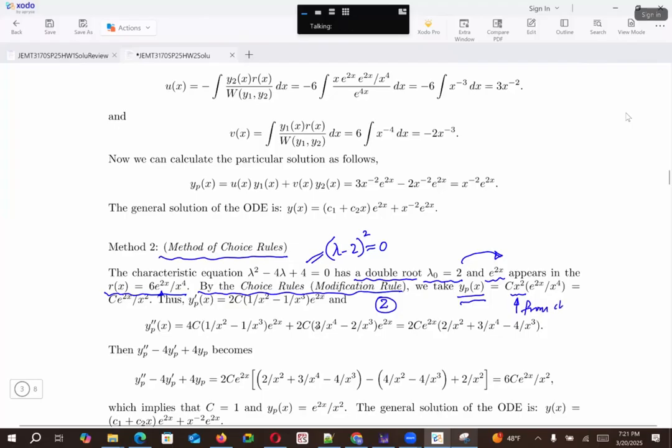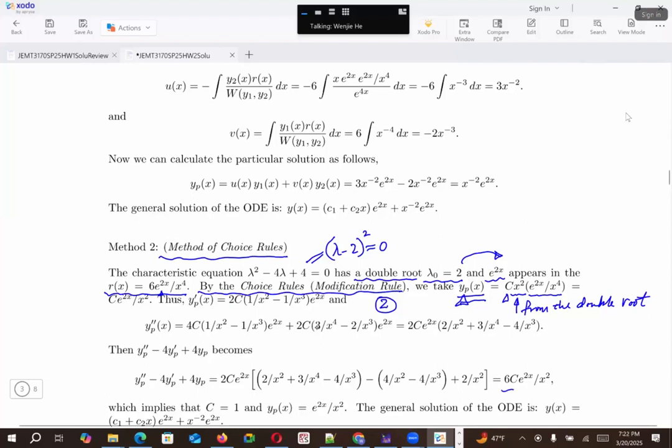From the double root. Right? Then, you know, the main part of the R function, we need to determine that capital C. In this way, you get an appropriate form of the yp function. Then you take the first derivative, second derivative, then you do the calculation.